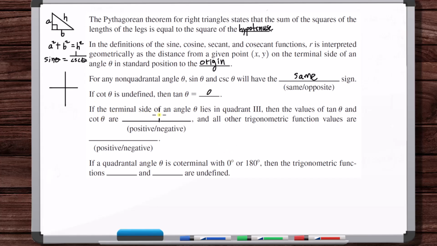If the terminal side of an angle theta lies in quadrant 3, then the values of tangent theta and cotangent theta are? So quadrant 3. Pick any point. Tangent is the opposite over the adjacent. Both are negative. The y and the x are negative. So you end up getting a positive value. Cotangent is just the reciprocal, so it's the same sign as tangent. So this is going to be positive.